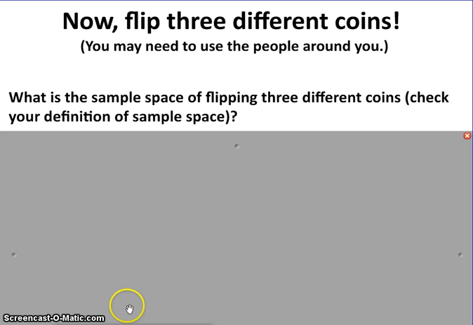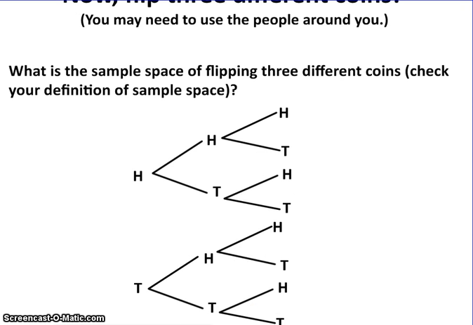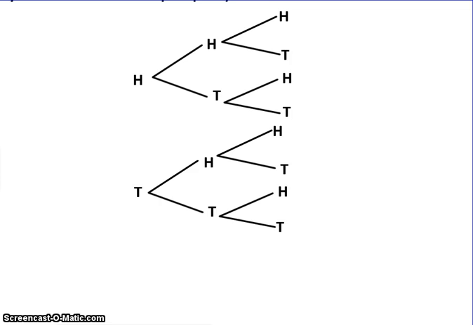All right, now what I want you to do is flip 3 different coins. You're not going to have anybody around you, but I would take 3 different coins and flip them. So the first coin is going to have either heads or tails for its sample space. The second coin is going to have heads or tails for its sample space. And the third coin is going to have heads or tails for its sample space. So what are the total possible outcomes? Take a look at this. Okay, this is a probability tree diagram.